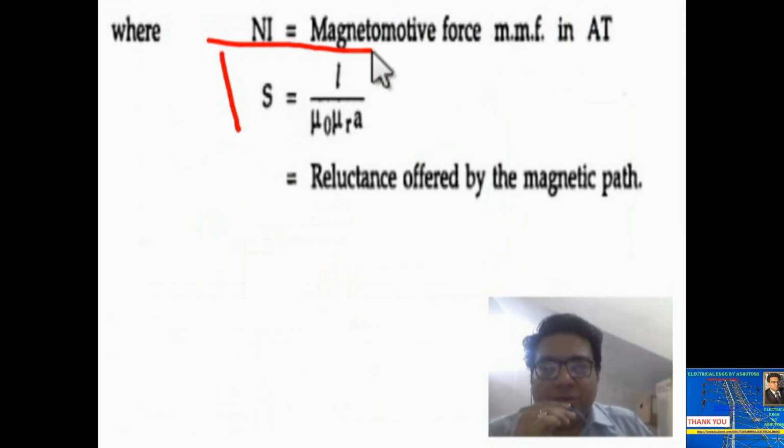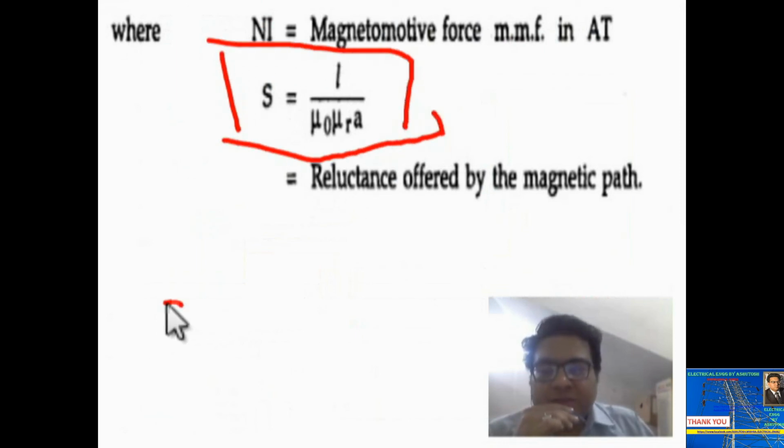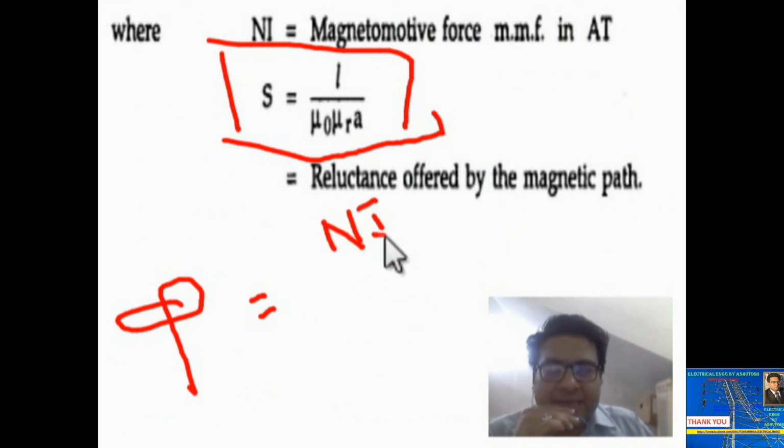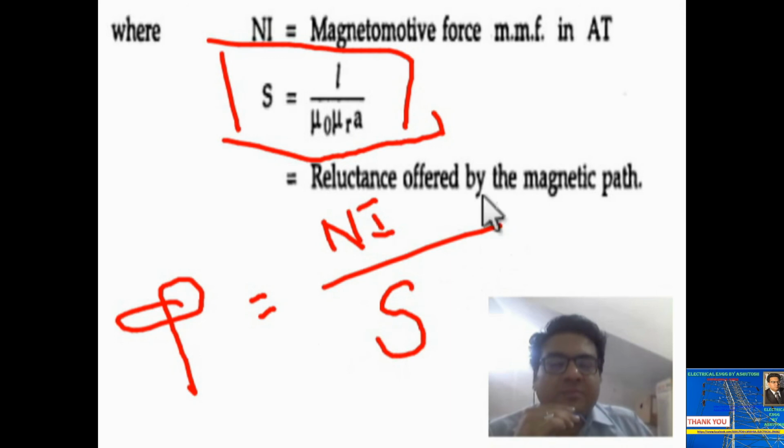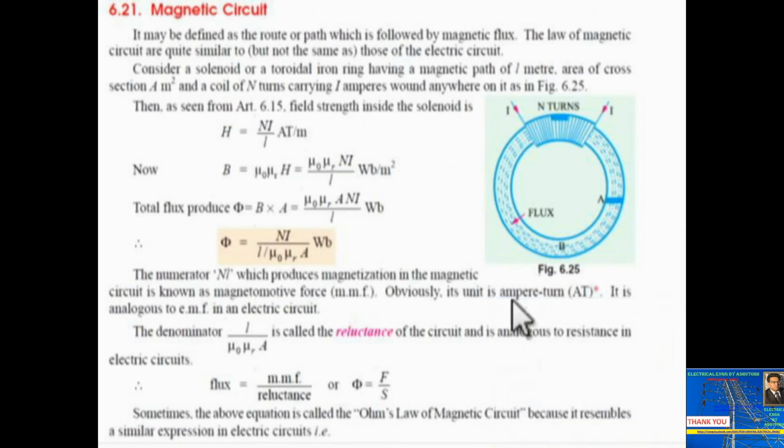You know S is equal to L upon mu 0 mu R into A. So flux is equal to Ni, that is MMF, upon S. So here you know the formula for flux is MMF upon reluctance. And guys, this is a very important relation: in the denominator reluctance is there, and flux is equal to MMF upon S. So guys, the above equation is called the Ohm's law of magnetic circuit, because it resembles a similar expression in the electric circuit.